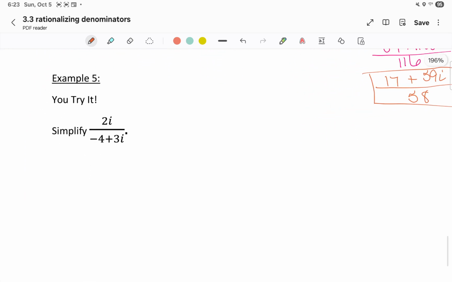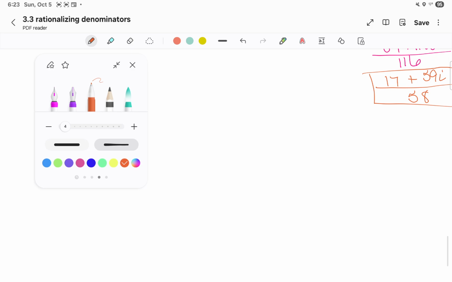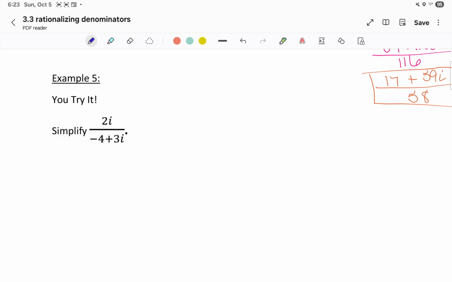So now on example 5, I want you to go ahead and pause the video and try this one out on your own. Remember to look for that binomial in the denominator, and if you have it, you need to multiply by the conjugate. So go ahead and work this one out and then hit play when you're done.